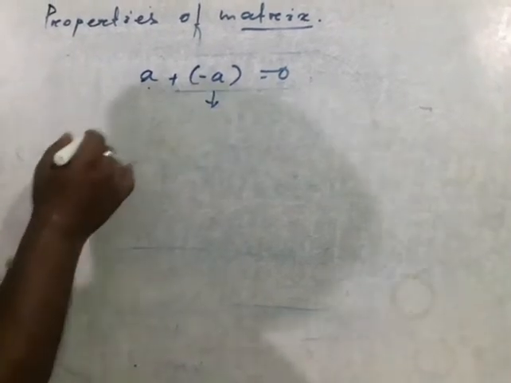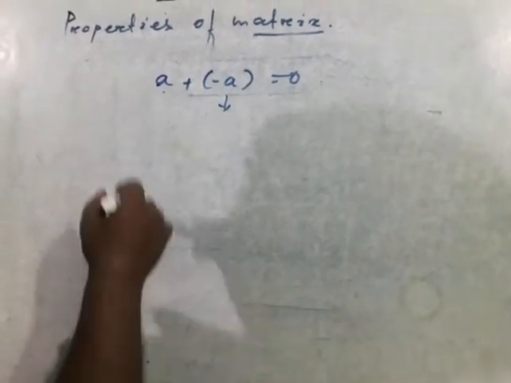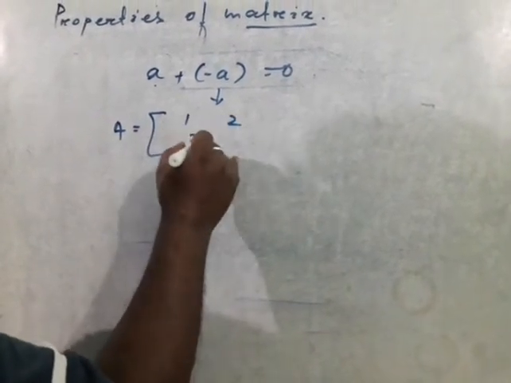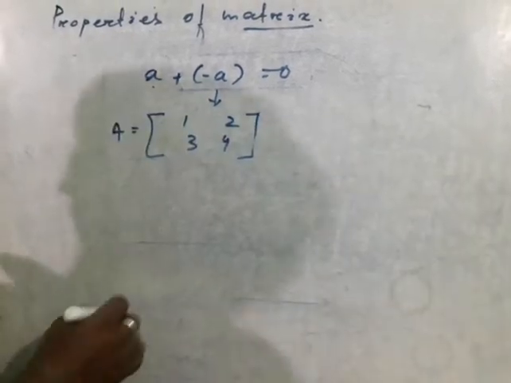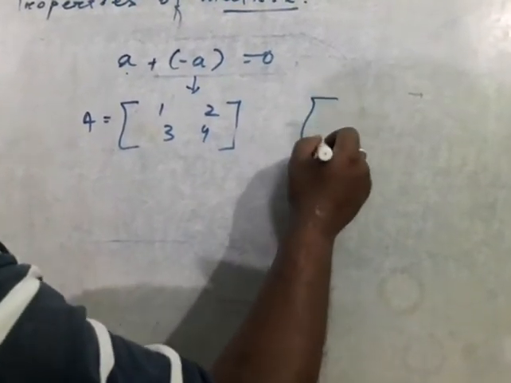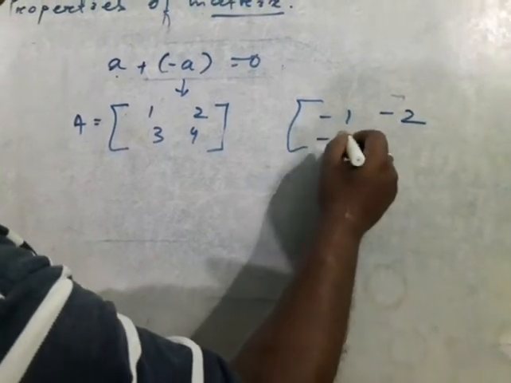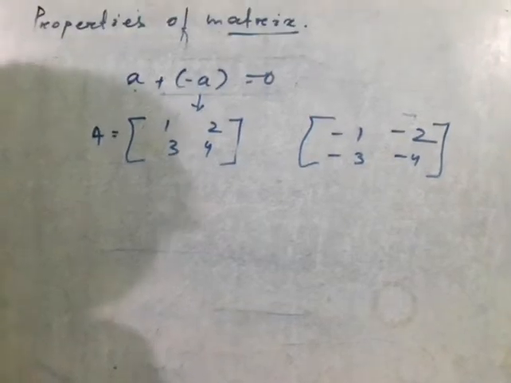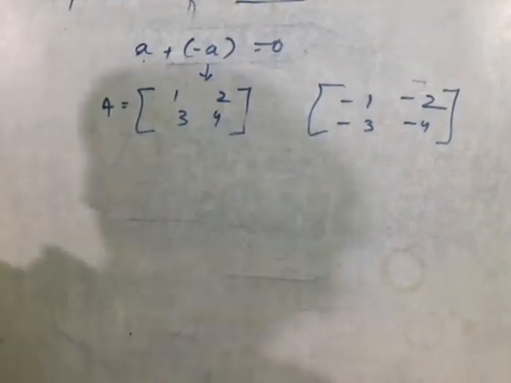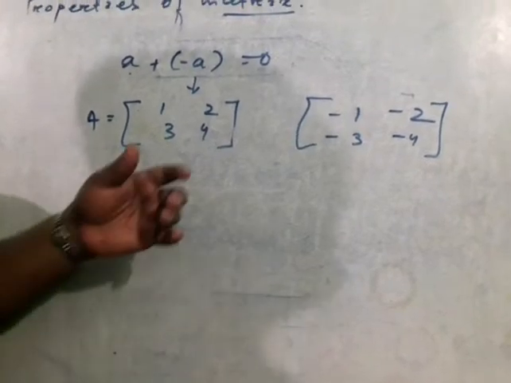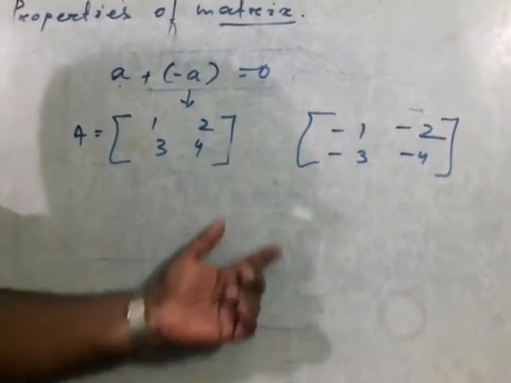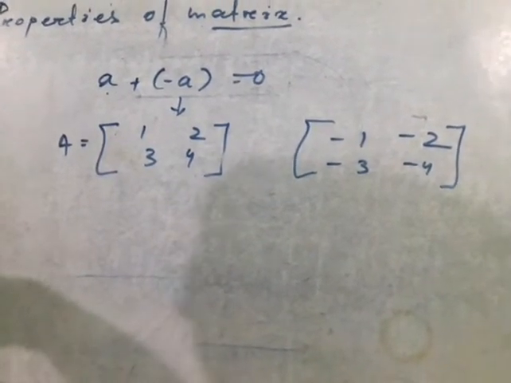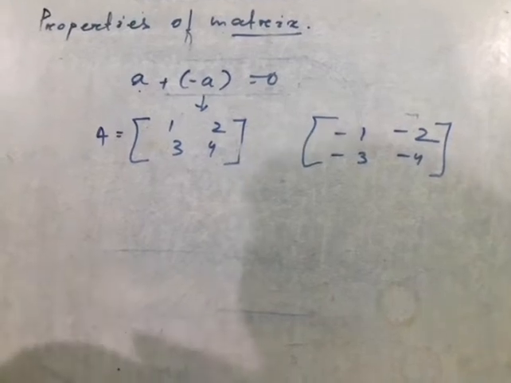Similarly, in the case of matrices, we also have an additive inverse. For example, if A is a matrix containing 1, 2, 3, 4, the additive inverse of A will be minus 1, minus 2, minus 3 and minus 4, so that whenever these two are added up, we get a 0 matrix. So whenever two matrices are added such that the sum is the 0 matrix, the matrices are additive inverses of each other.